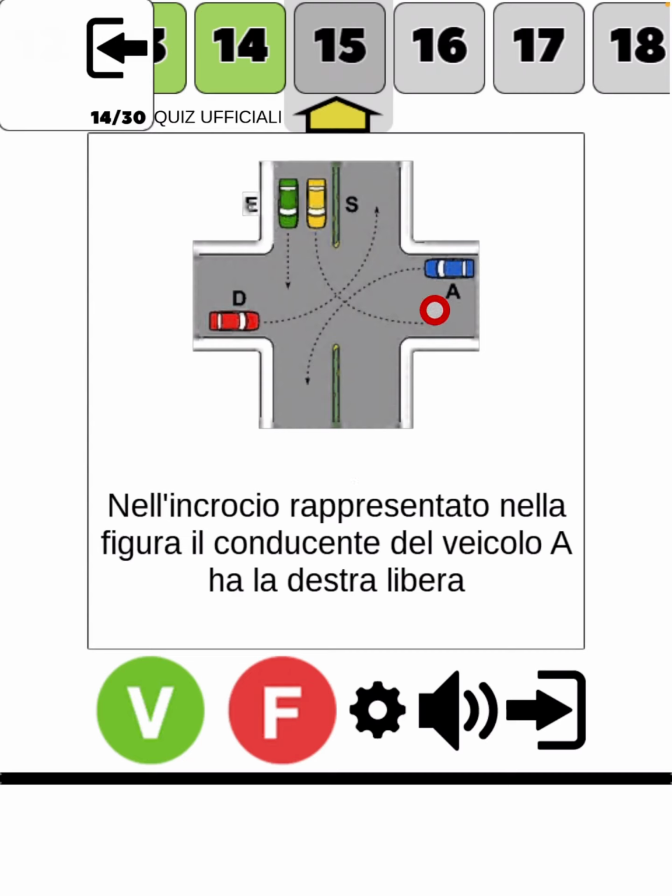The question is falso. There are two cars here. You have to give them precedence. Ha destra libero. So this question is falso. At the intersection shown in the figure, the driver of vehicle A has the right of way.